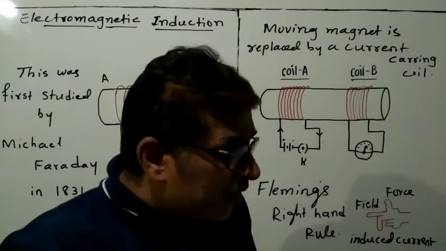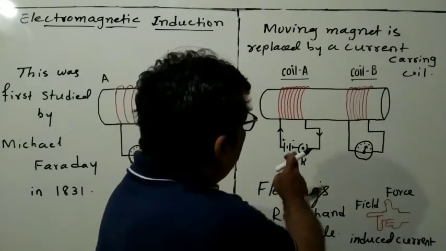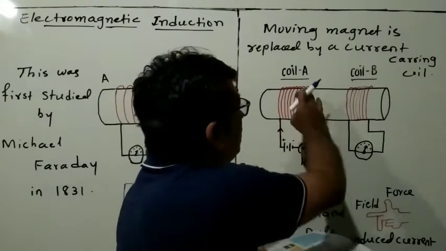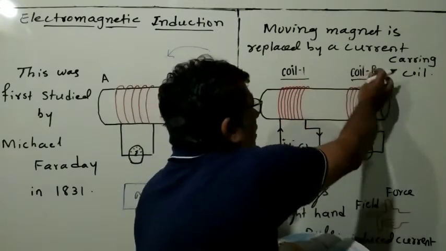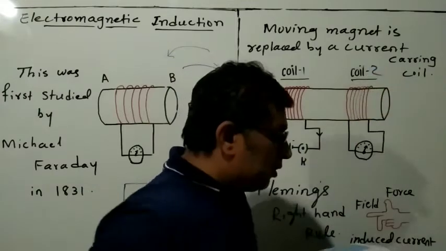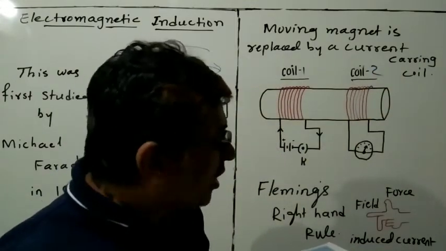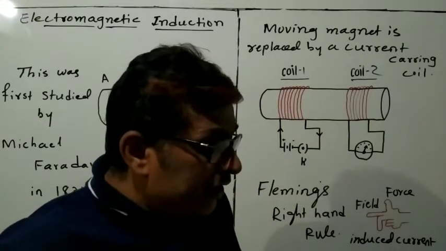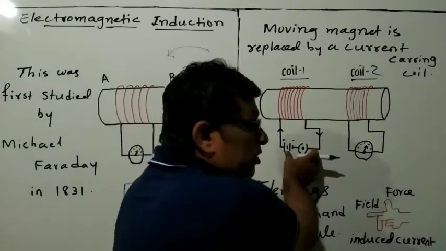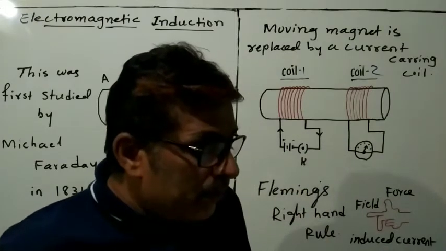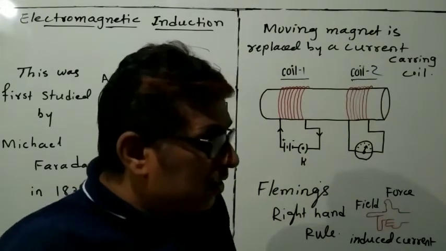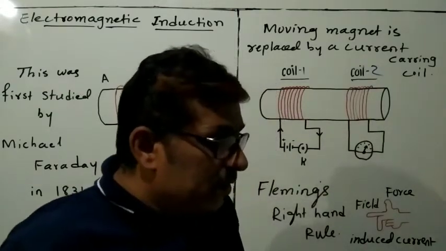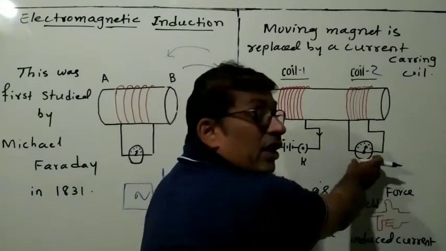Then connect the coil. This is coil 1, and this is coil number 2. Connect coil 1, having a large number of turns, in series with the battery and plug key like this. And also connect the other coil, the second one, to the galvanometer. Here the galvanometer will be there.